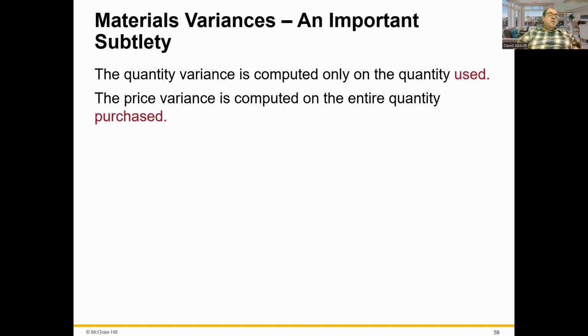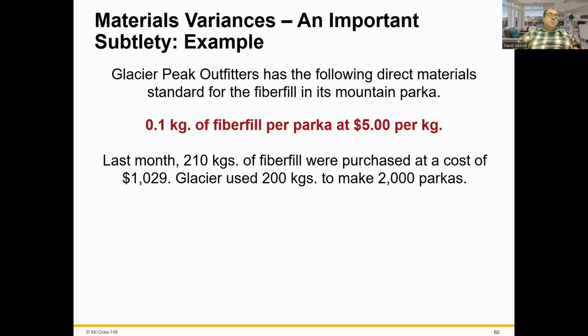Now, material variance has an important subtlety. When the quantity of materials purchased differs from the quantity used in production, the price variance is based on the quantity purchased, and the quantity variance would be based on the amount that was used in production. So we'll see here how that would work out.